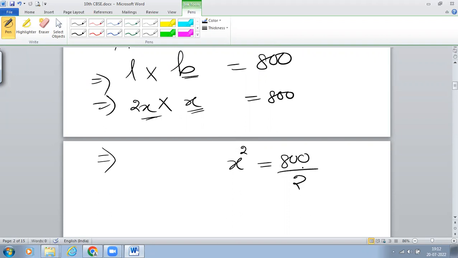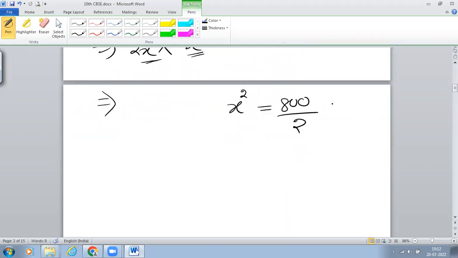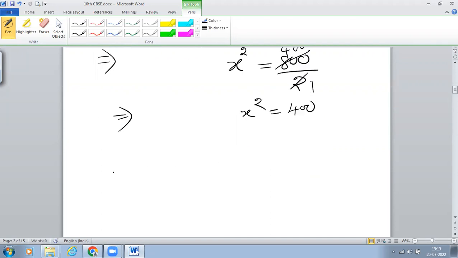This 2 which is in multiplication, I'm taking to the right hand side. That becomes division. So x square is equal to 800 by 2. What is 800 by 2? 400. Two ones are 2, two fours are 8, you have to write the 0. So x square is equal to 400.